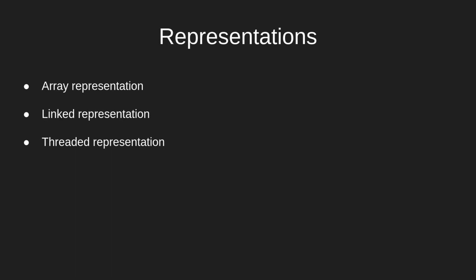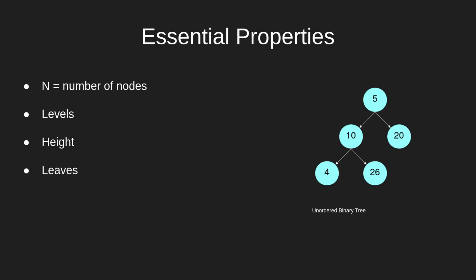We can represent a tree in many ways. First one is the array, second one is the linked representation, and the third one is the threaded representation. In this video, we are going to see the linked representation of a binary tree.